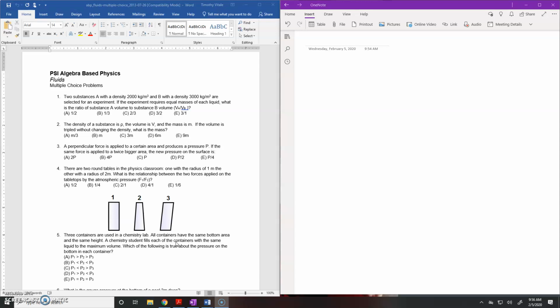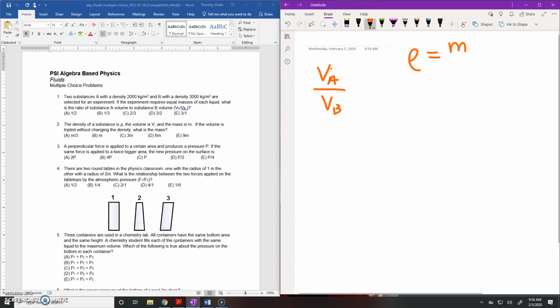B with a density of 3000 are selected for an experiment. If the experiment requires equal masses of each liquid, what is the ratio of substance A volume to substance B? So basically they just want you to get what is VA over VB. So in order to get those V's, you need to use the density equation. They don't give you the masses, but they do give you the densities.